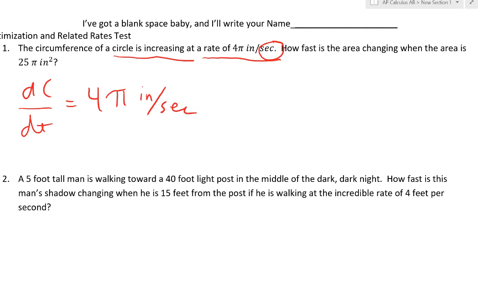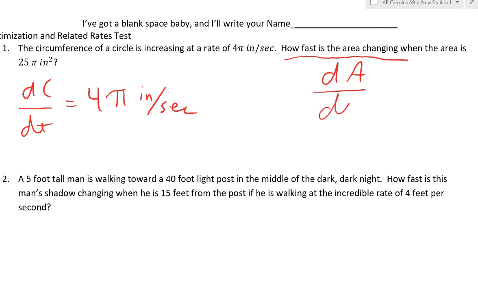Once you know one rate of change, that's going to help you find other rates of change. So that's why we need that. Now, the rest of the question says, how fast is the area changing? That means we want to know the rate of change of area with respect to time. That's our goal. Specifically when the area itself is 25 pi inches squared.